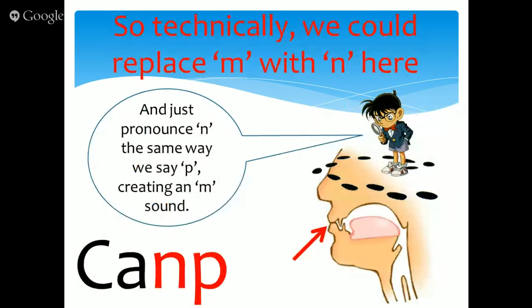So technically, if we really wanted to, we could get rid of M in these situations and we could write camp as C-A-N-P. Here, we would just assume that the N is pronounced the same way we pronounce P, which is M. Because when we close our lips, and we push air through our nose, what sound comes out? Yes, we sound like a cow.